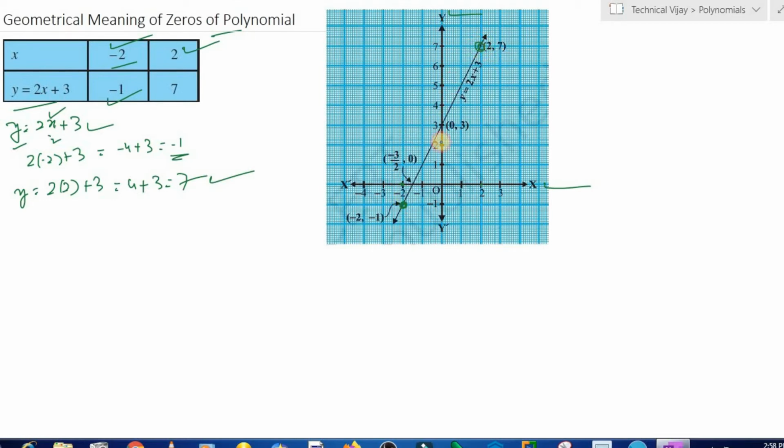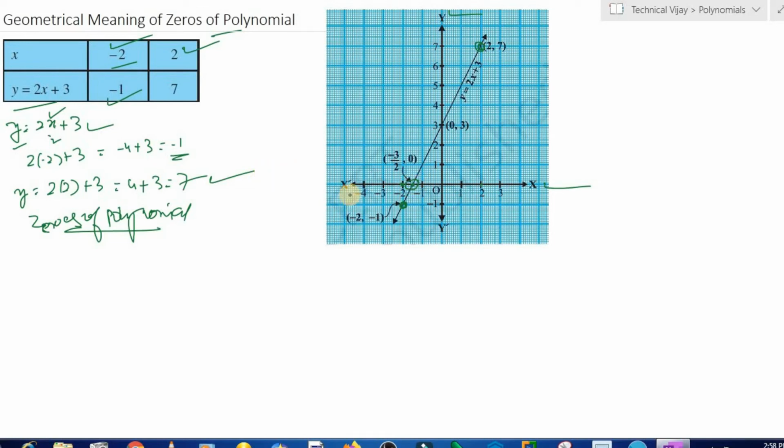So if you join this and this, the point where it cuts the x-axis is called the zero of a polynomial. Zeros of a polynomial means the value where the curve cuts the x-axis. This is the zero of a polynomial.